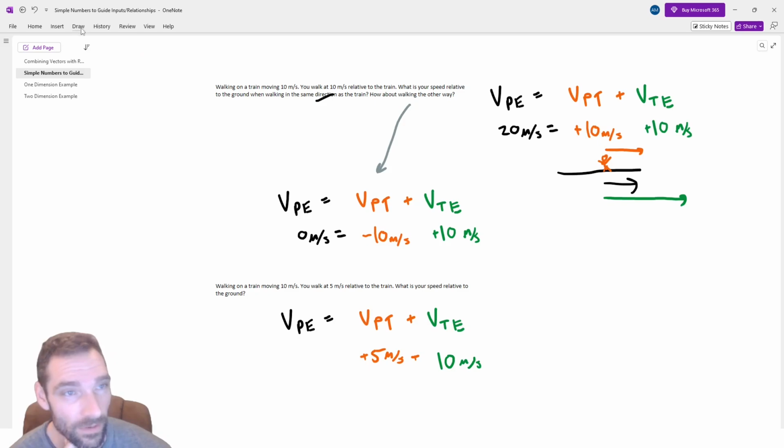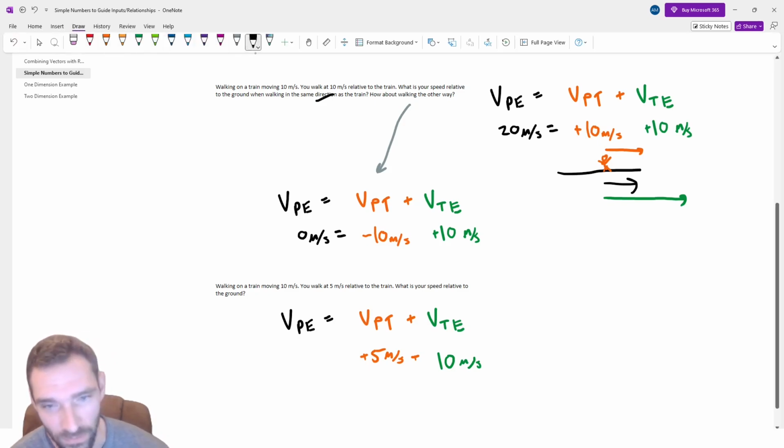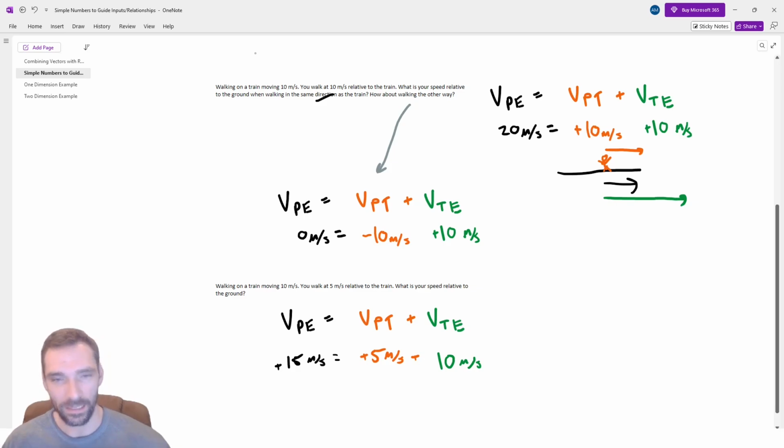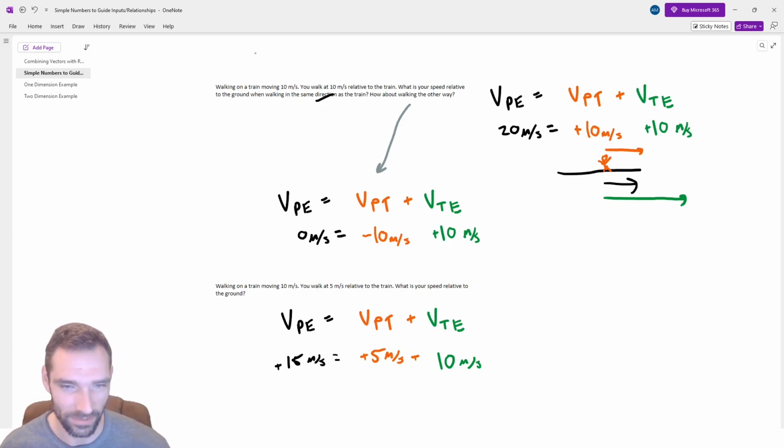And you can see that relative to the ground, it would look like you're going pretty quick. A little bit quicker than just 5 meters per second. It would look like 15 meters per second. Again, this should be if you're moving with the direction of the train. If you're going the opposite direction, you're just going to look like you're moving 5 meters per second. But yeah, it just works out to be that same speed with the numbers we did.